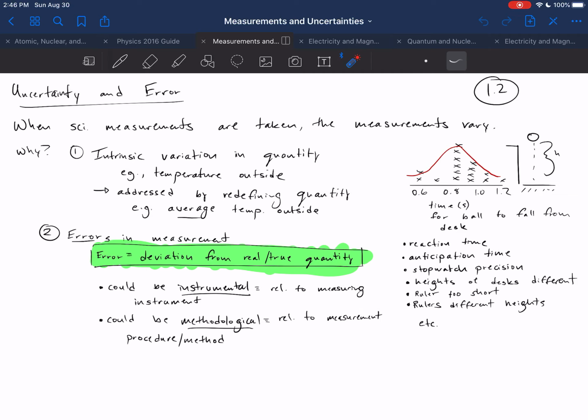Or perhaps the rulers are different heights. So we have sort of a variance going on. There are lots of other reasons that we can discuss in the future.